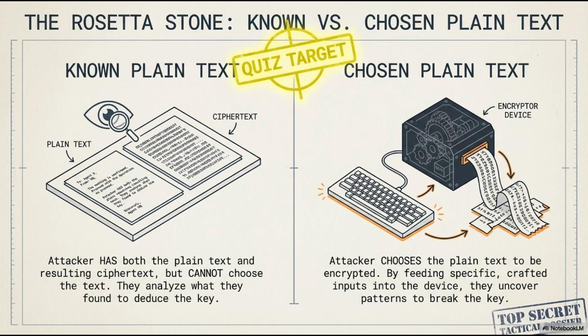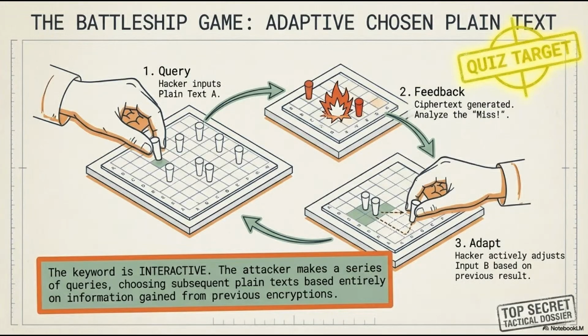Now let's level that up on slide 9. The battleship game. Adaptive chosen plaintext. The massive keyword here is interactive. With an adaptive attack, the hacker makes a series of interactive queries. They choose their subsequent plaintexts based entirely on information gained from previous encryptions. So they're having a conversation with the system, like the battleship analogy on the slide. You call out B4, you hear miss, so you actively adapt and guess C4 based on that direct feedback. Exactly. It's an iterative feedback loop.